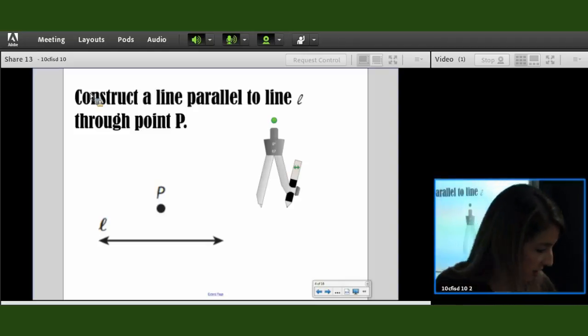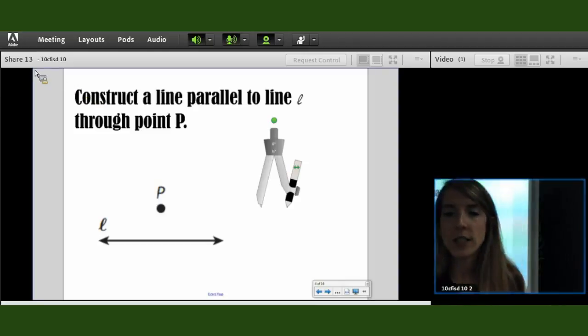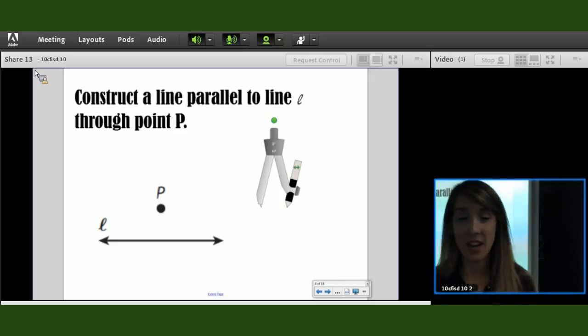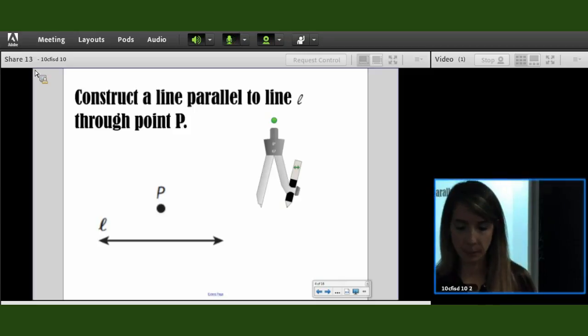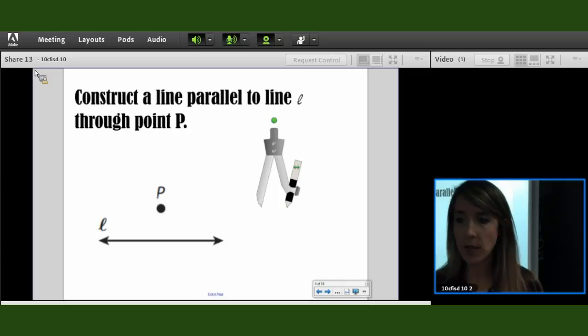All right, so the instructions on here are construct a line parallel to line L, but there's a stipulation here, not just any line parallel to L, but it has to pass through point P. So we're going to see if we can do, with just a straight edge and a compass, construct a line parallel to L through point P. So we're going to start by doing it with a compass, and then we'll talk about other ways we could have done it other than using a compass.